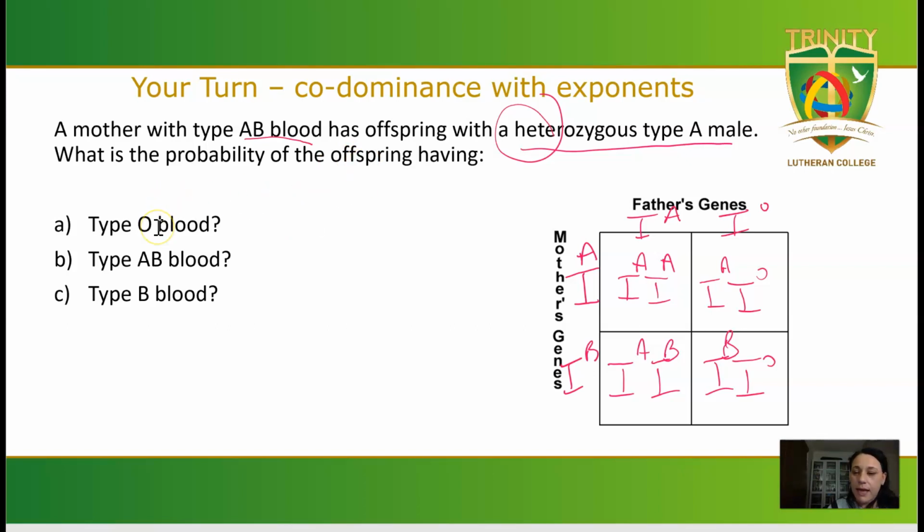So what are the chances of them getting O-type blood? Well, there's 0% chance. There are none of them here that are going to have O-type blood. This one's A, this one's A, this one's AB, this one's B. So type AB blood, there's 1 out of 4. So that's 25%. Type B blood, again, this one's A, this one's A, this one's AB, this one's B. So it's going to be 25%. The chances of them getting type A blood, 50%.